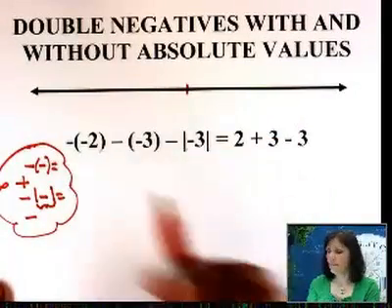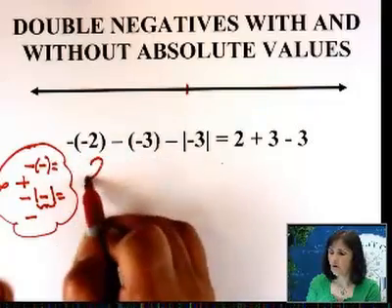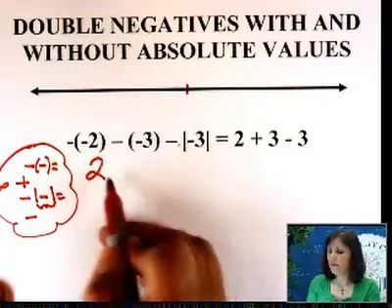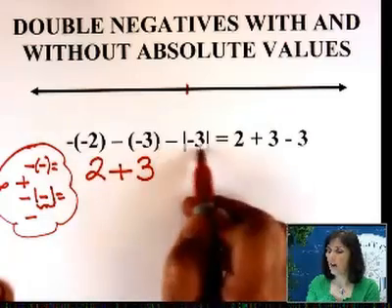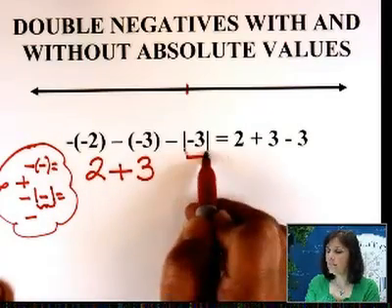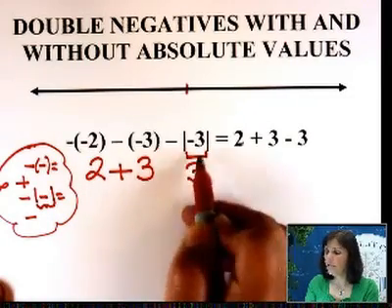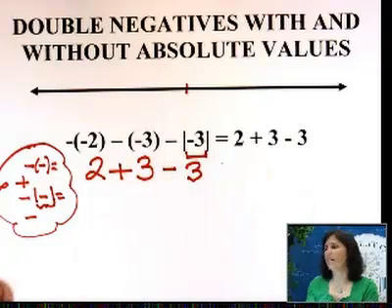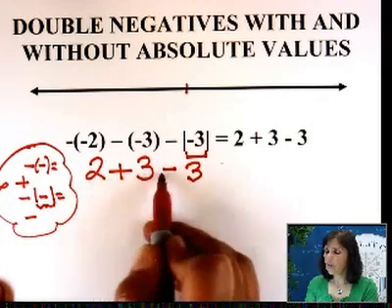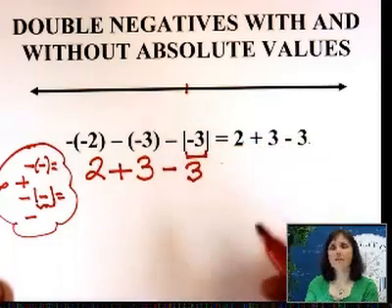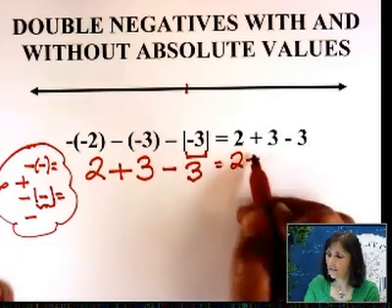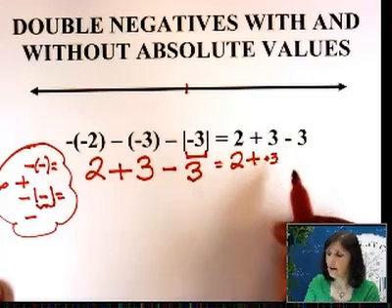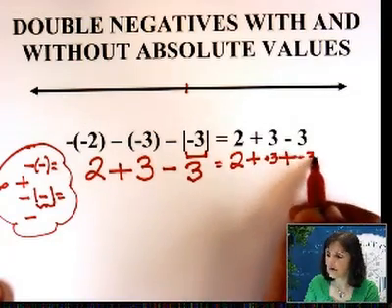First, clean this up. Double negative 2, that's a 2. Double negative 3, that's a 3. So double negative is a positive. Here, since you have the absolute value, you do the absolute value first, and then you put that, okay? Now, you see 2 plus 3 minus 3. So what does that mean? 2 plus, that's a plus 3, plus minus 3.